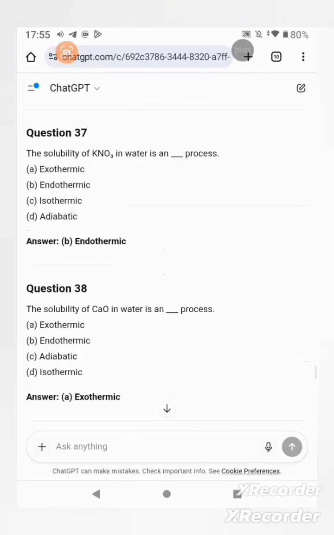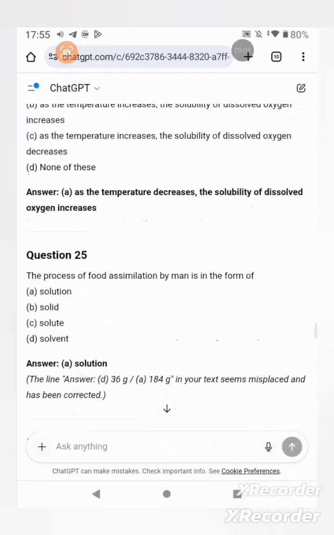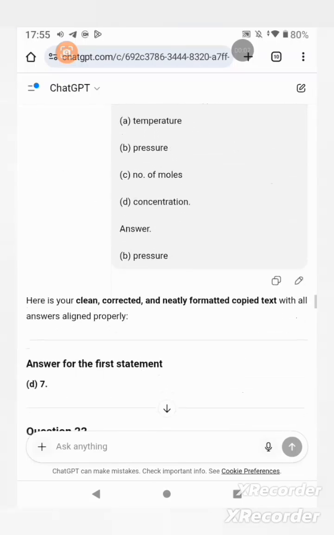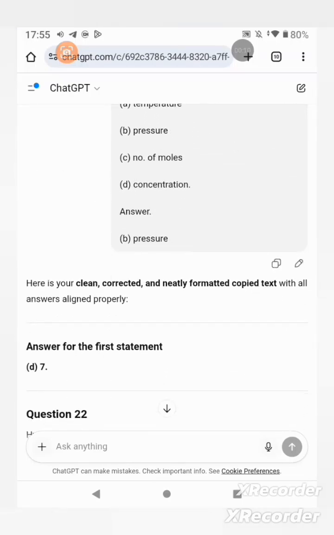Here is your clean, corrected, and neatly formatted text with all answers aligned properly. And the answer for the first statement, D. 7.